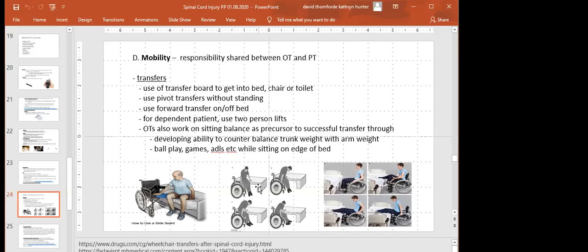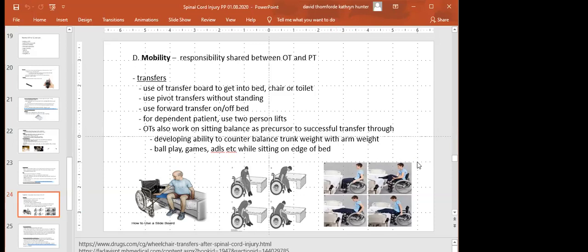This would be called a pivot transfer here in the center for somebody who has enough arm strength to push themselves up into a semi-standing position and to move over onto the bed. They need to have a certain amount of strength, but they don't have to have enough strength to stand. On the right-hand side is a forward transfer position. This person doesn't need to have that much strength in their arms. They just have to have enough strength to lift up their buttocks a little bit and move them forward onto the bed.